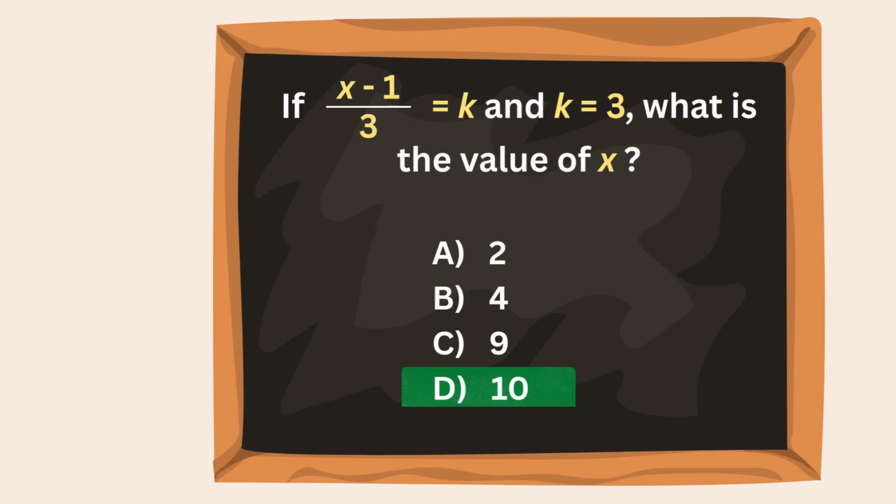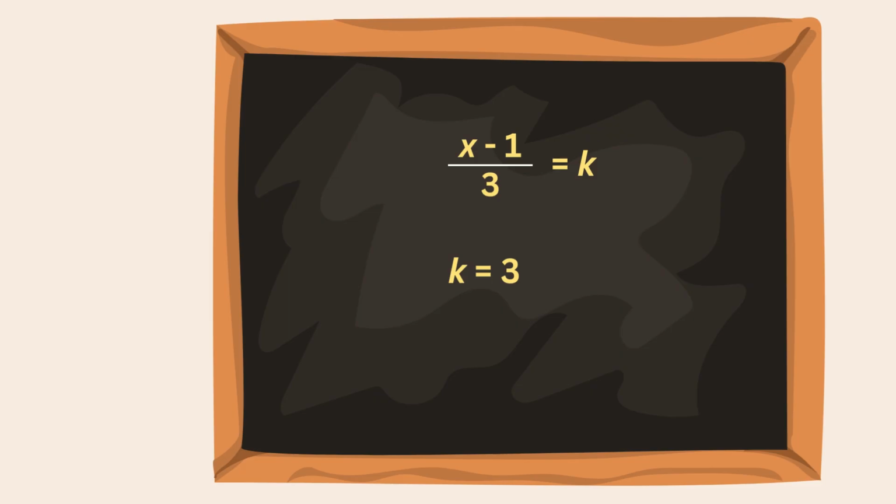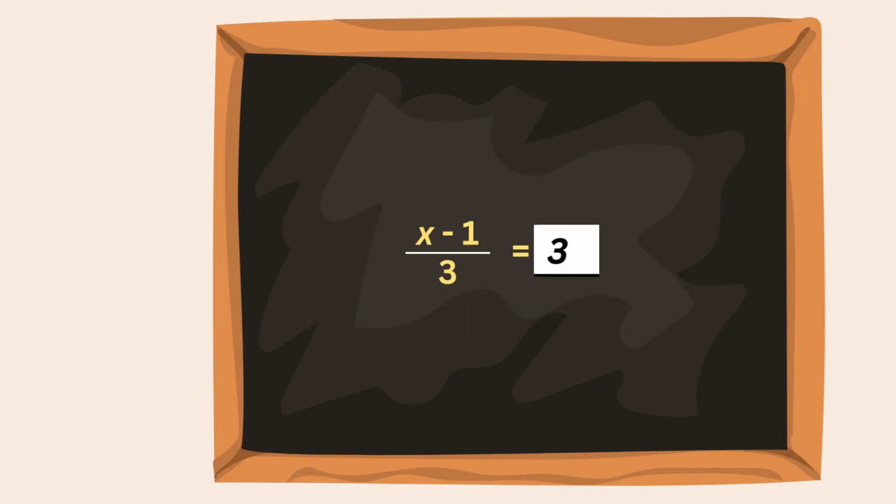Choice D is the correct answer. Let's look at the two equations that we were given. Since k is equal to 3, you can substitute 3 for k in the first equation. This gives us (x minus 1) divided by 3 equals 3.